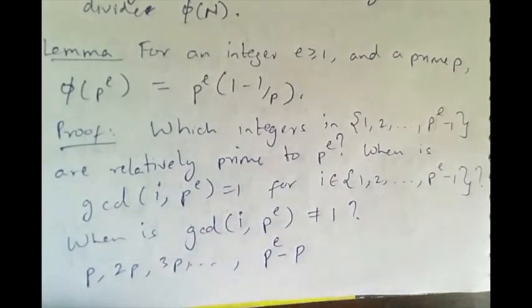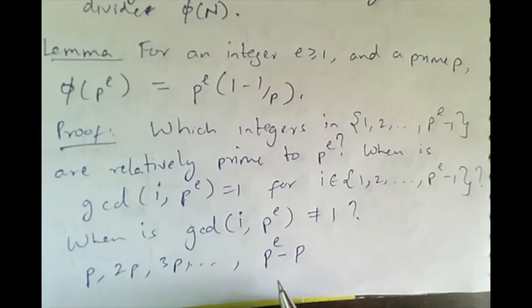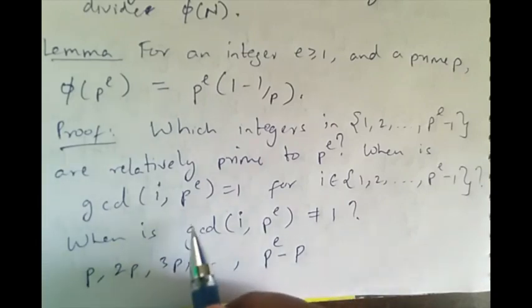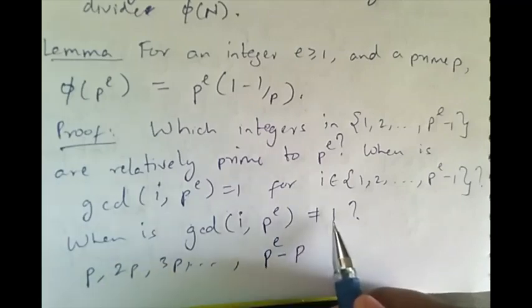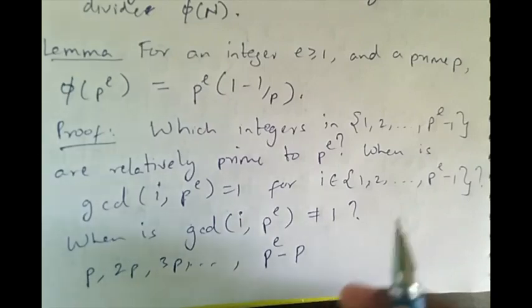So these are the integers in this range which have a GCD which is not 1, and every other integer will not be divisible by p, and hence it'll have a GCD which is equal to 1. So let me just turn the page now.